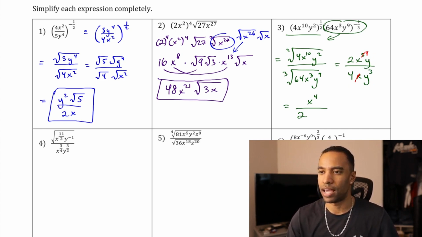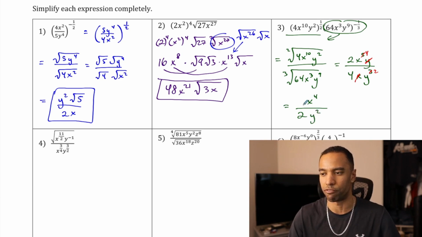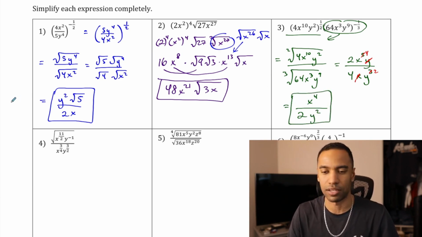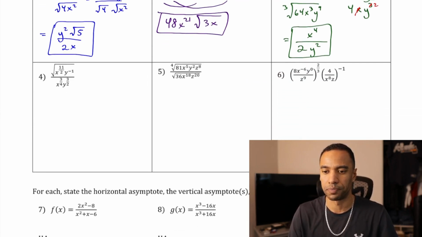And then the y, I can remove the y from the top and 1y from the bottom, and I'm left with y squared on the bottom. So as far as simplifying goes, of course, reducing fractions, among other things, that would be your result right there, x to the 4th over 2y squared.